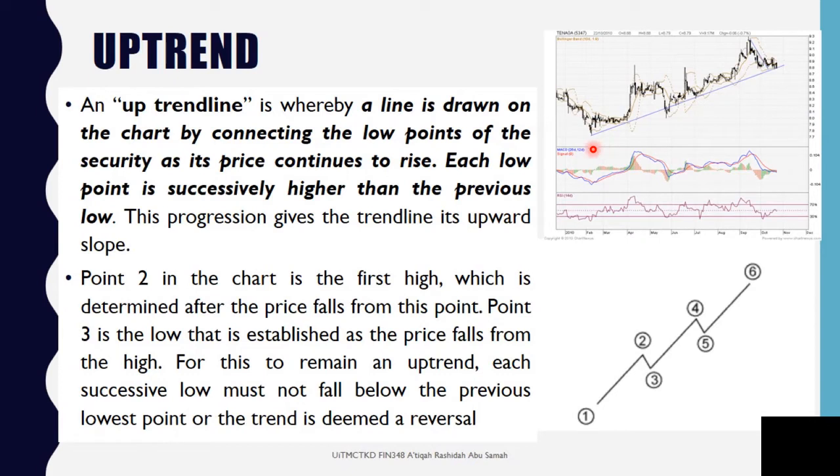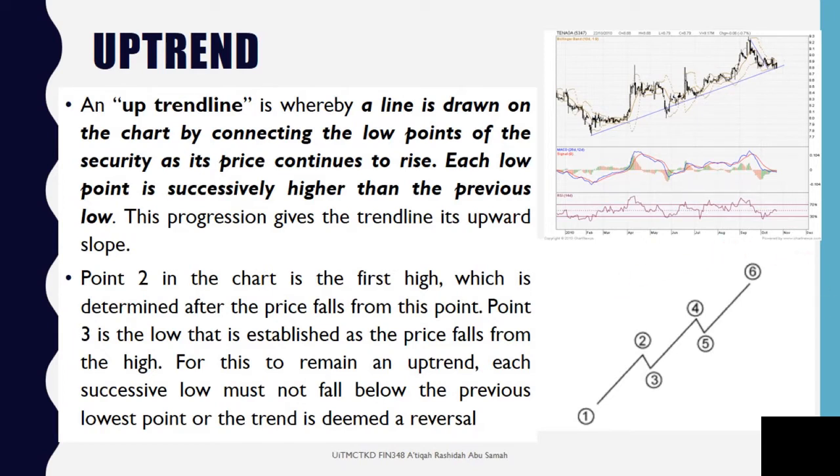Look at this explanation. Point 2 in the chart is the first high, which is determined after the price falls from this point to point 3. Later we have point number 4, which is the second high. So this tells us that the uptrend exists. Basically, for an uptrend or downtrend, we may look into the long-term period.